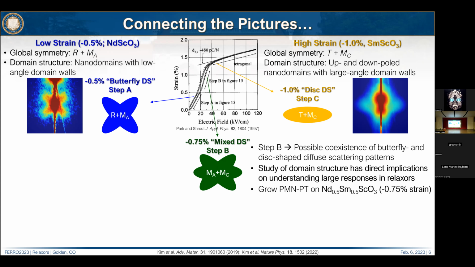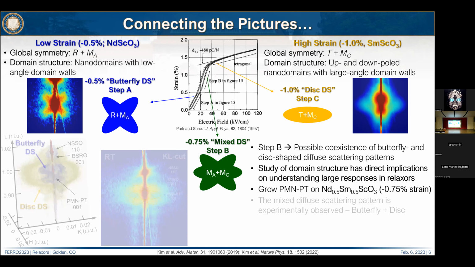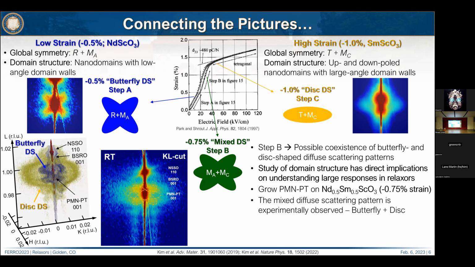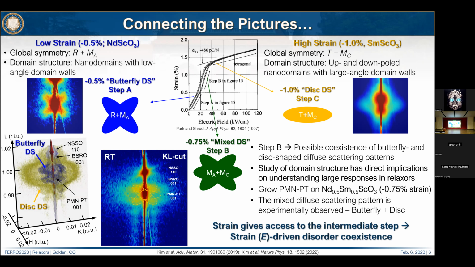We can grab samarium scandate and neodymium scandate, and you can get a 50-50 mixture of those substrates, and it gives you a strain state that's halfway in between these two. And when we grow these materials, what we find out is that indeed you end up with both the butterfly and the disc-shaped diffuse scattering pattern in the system, meaning hopefully we've perched this thing in between these two states, going from the rhombohedral MA to the tetragonal MC. And maybe this is where we can get bigger effects out of these materials. All right, so strain gives us access to these intermediate states in these films, which we couldn't just get by driving it with the field normally.